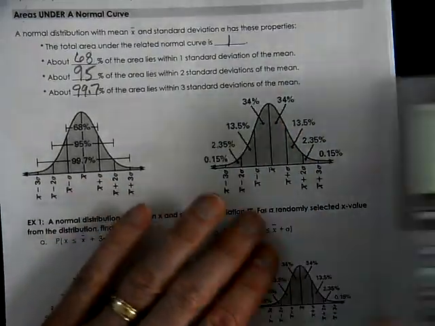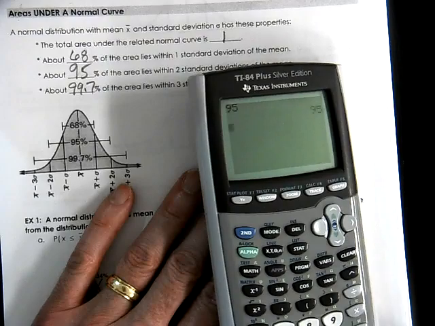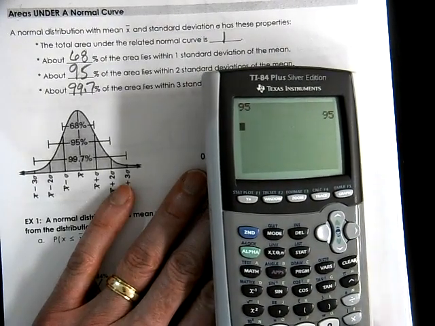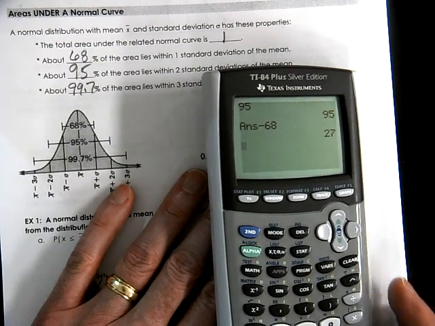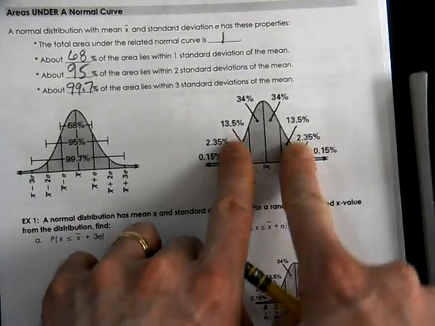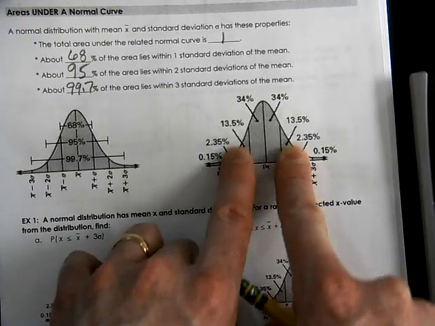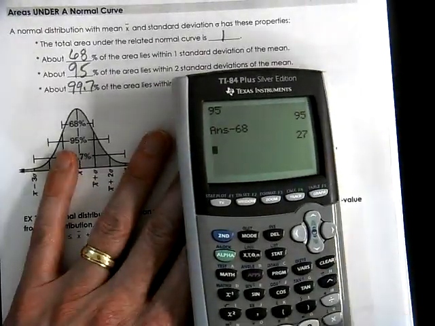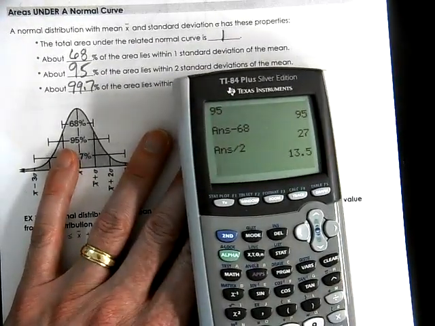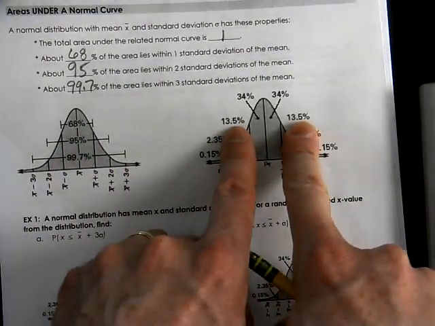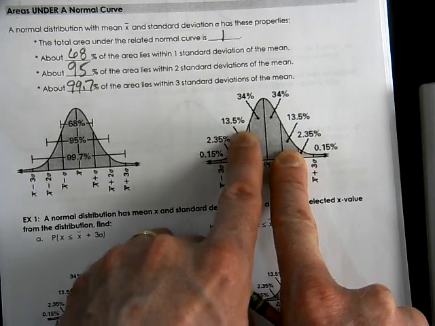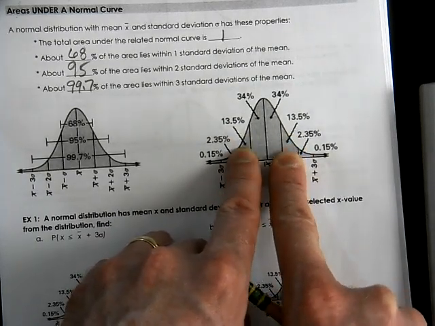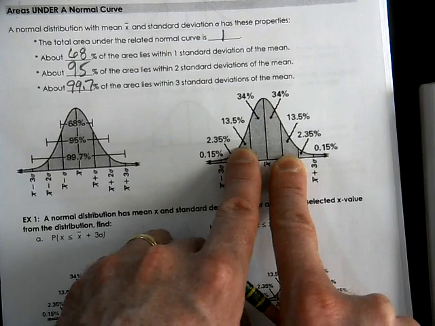We know that within 2 standard deviations is 95. We're not going to count the 68. Now that's going to be the leftover 2 areas. And we divide that in half, so it's 13.5 for each of them. 13.5% of the data is here on the left, 13.5% of the data is here on the right.